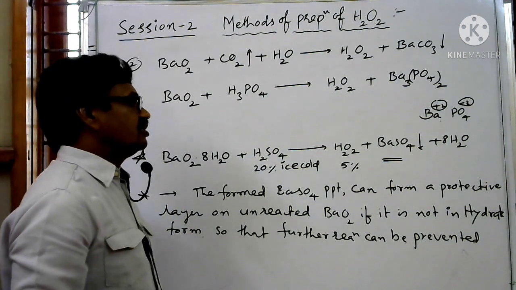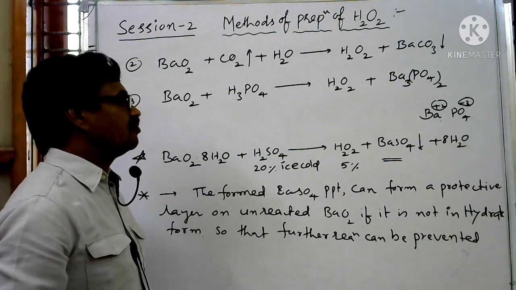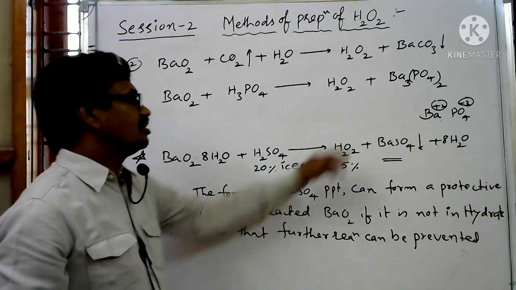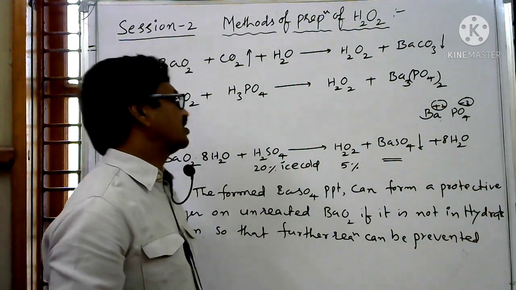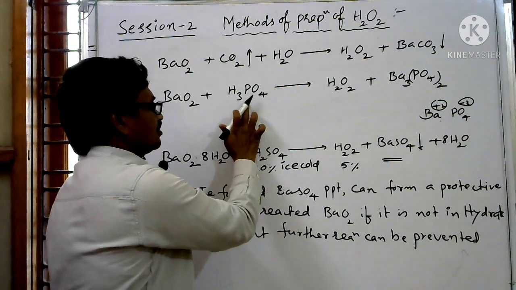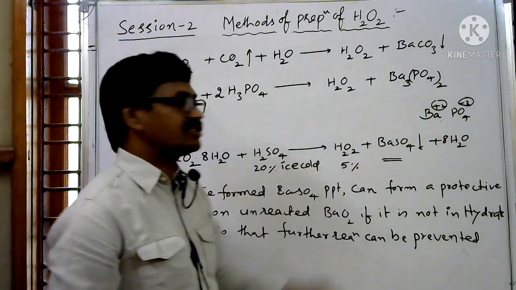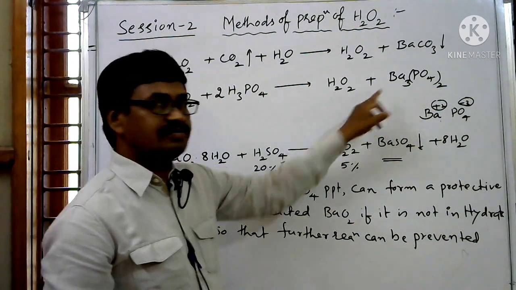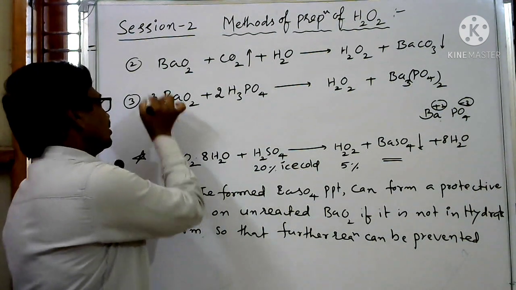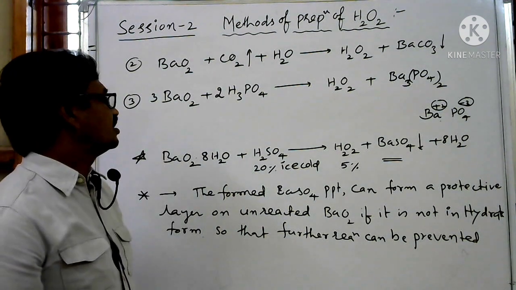So here you can observe 3 moles of barium are there, or 3 barium are there, 2 phosphates are there. So here only one phosphorus is present, so I am writing here 2 to balance this phosphorus. Similarly, to balance barium, here I am taking 3. So this is the balanced equation.